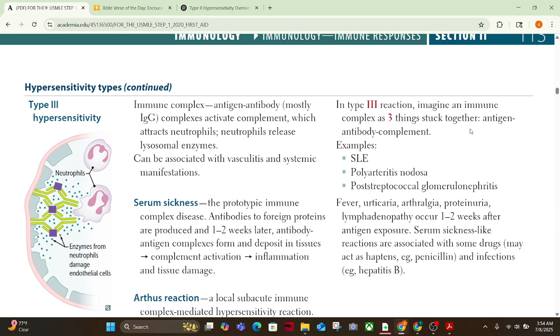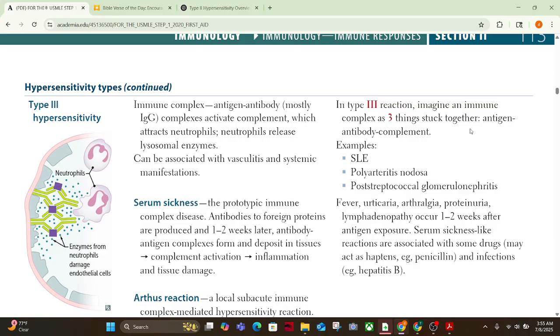Serum sickness-like reactions are associated with some drugs, which may act as haptens. Haptens are drugs that will activate antibody in the body. So if you get a reaction to penicillin, or haptens, which are drugs that will activate the antibody in the body, you can get a serum sickness-like reaction.